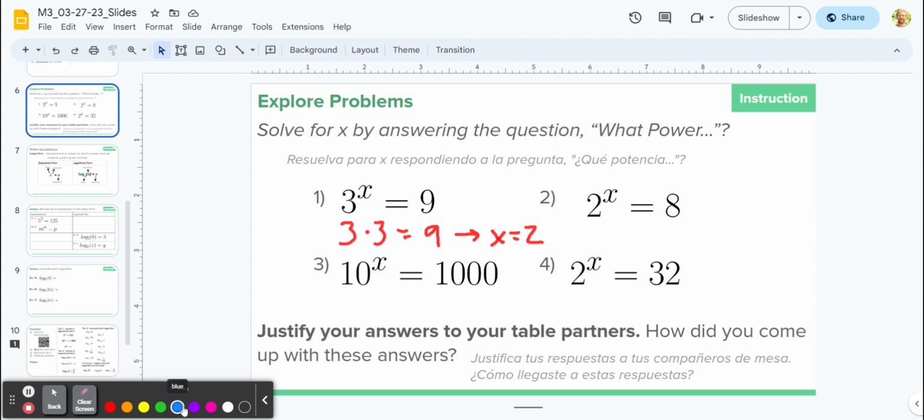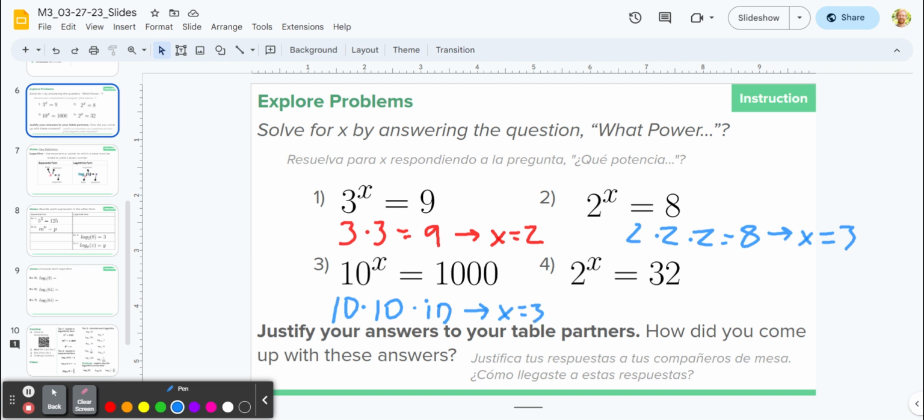So if I move on to problem 2, I think about, all right, how many times do I need to multiply 2 by itself to get 8? Or what power do I need? 2 times 2 gives me 4. So I need another 2 to give me 8. So in this case, x is equal to 3. Similarly, x would be equal to 3 down in problem number 3. I would have to go 10 times 10 would get me to 100, times another 10 to get to 1,000. So x would equal 3 there.